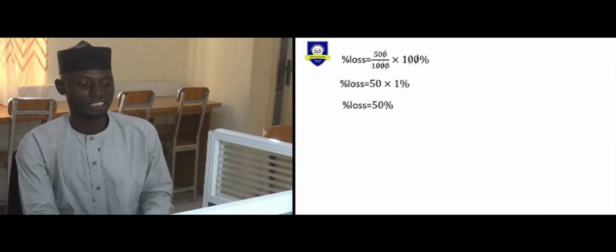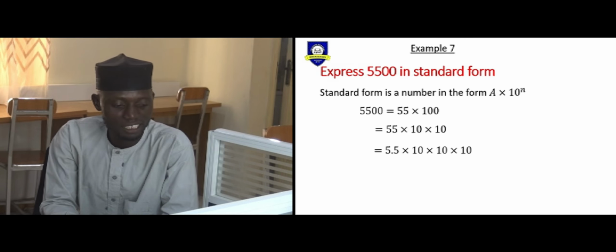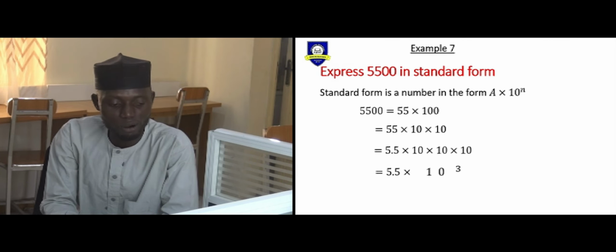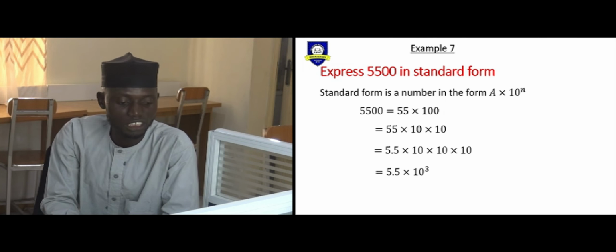So what do we mean by that? Now the decimal point has been introduced into 55. So we have 5.5 instead of 55. Because of the introduction of this point, our 10 times 10 will be increased to 10 times 10 times 10, and that is the same as 10 raised to power 3. So comparing 5.5 times 10 raised to power 3 with the general form of standard form, which is a times 10 raised to power n, you agree with me that 5,500 in standard form is 5.5 times 10 raised to the power 3, which answers the given question.